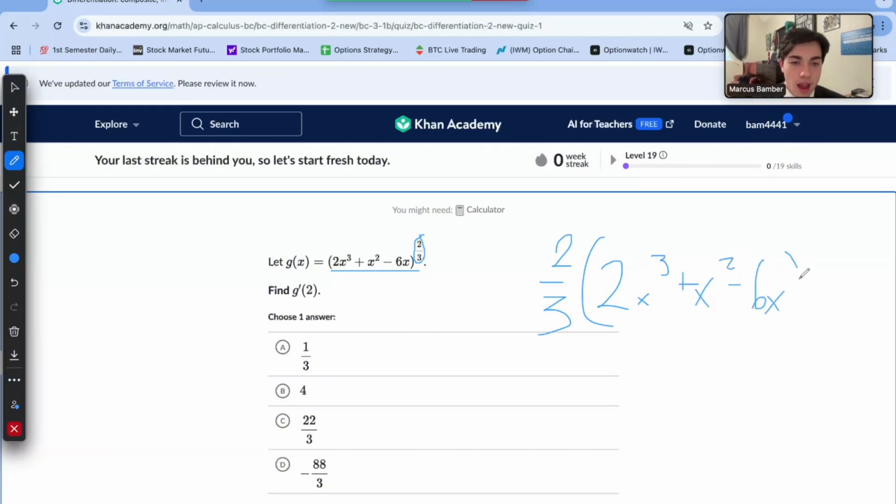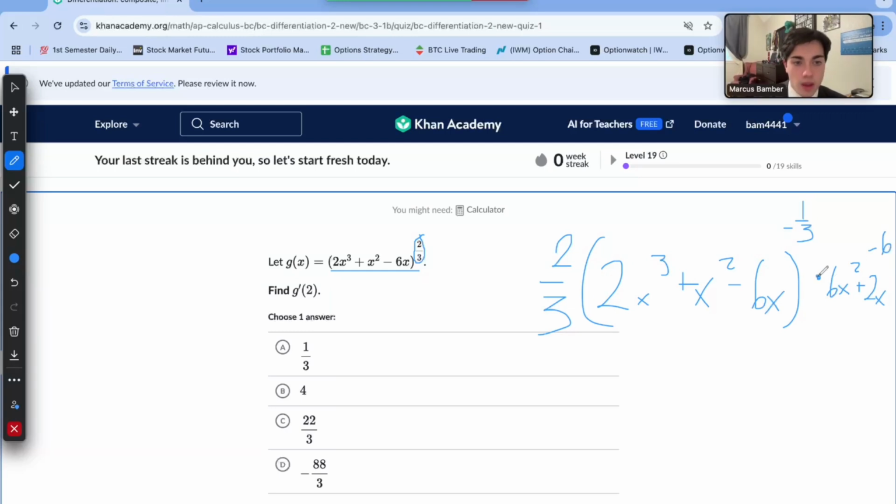And now our exponent is 2/3 minus 1, which is negative 1 over 3. Which means we're going to move the whole parentheses to the denominator, and we're going to take the cube root of it. And then we're going to multiply this with the derivative of the inside of the parentheses, which is going to be 6x squared plus 2x minus 6.